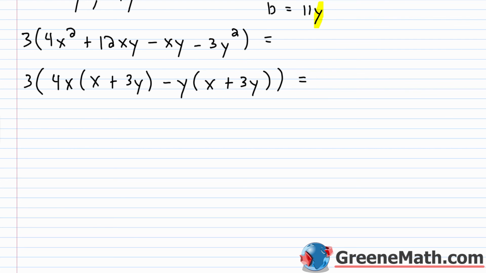And again, I get a common binomial factor of x plus 3y that I can pull out. So I'd have my 3 outside of parentheses, and then I'd have x plus 3y, that quantity, and then times, I'd have 4x minus y, that quantity. So this is my answer. 3 times the quantity x plus 3y times the quantity 4x minus y.